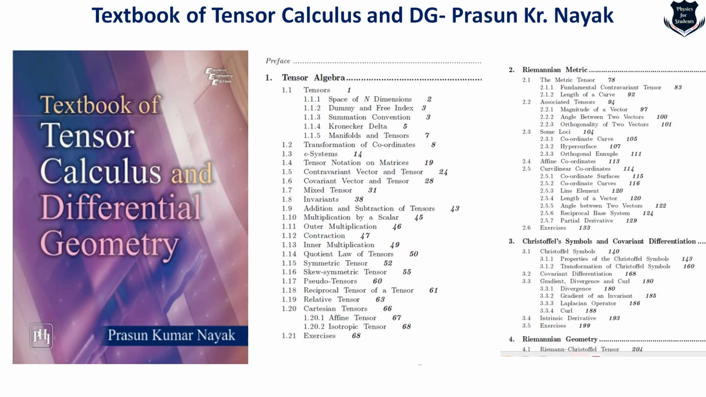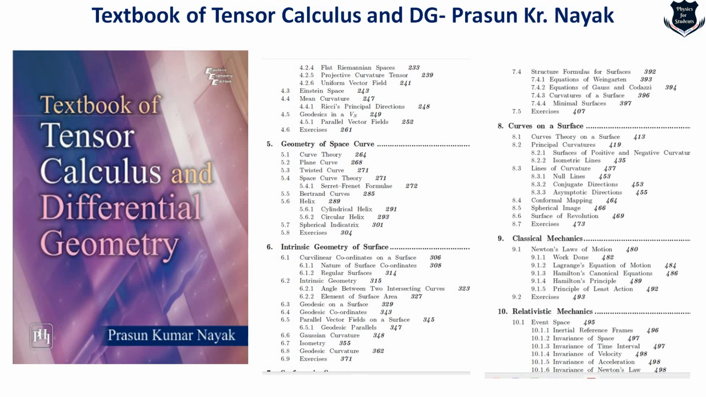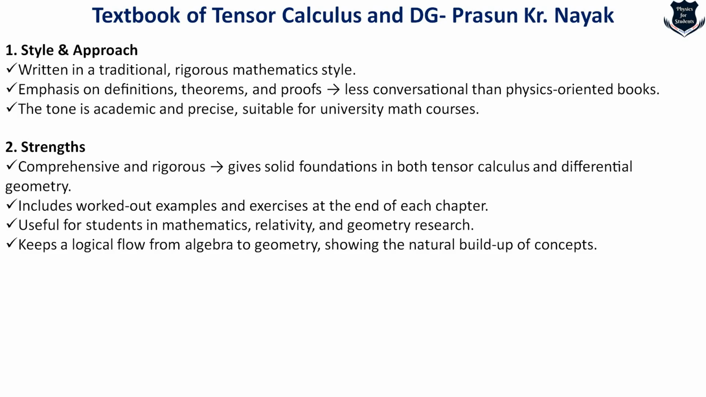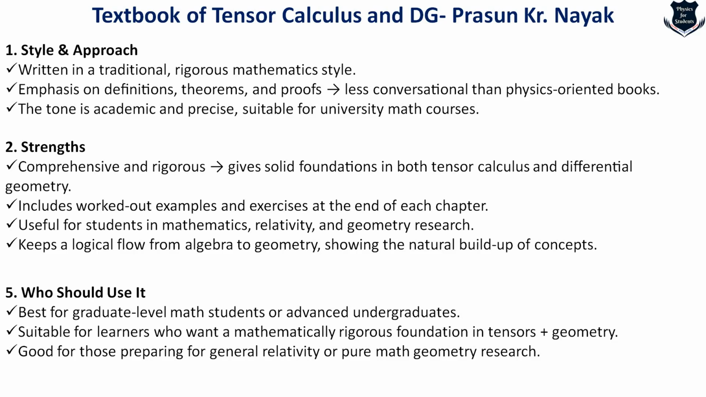So you can see it jumps directly from chapter 2 to Riemannian metric, then goes into Christoffel symbols, covariant differentiations, Riemannian geometry, and so on. So the Einstein space, the intrinsic geometry of surface, curves on surfaces, relativistic mechanics, everything has been covered in detail. So the style is a little bit rigorous, obviously, because we are learning mathematics. Strengths: comprehensive, rigorous, includes a lot of examples. And who should use it? This is very suitable for graduate level mathematics students or advanced graduate students, or for those who are learning tensors in a very mathematically rigorous manner.